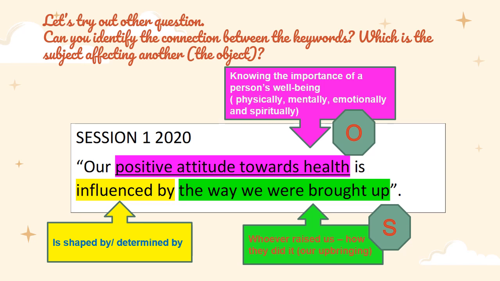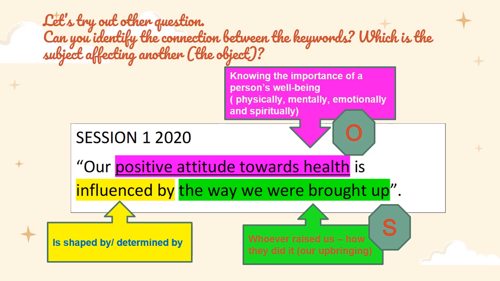This is the object. It is affected by what? It is affected or influenced, it is shaped, it is determined by what? The way we were brought up. The way we were brought up here refers to our upbringing, our family, how our family raised us, how they did it.